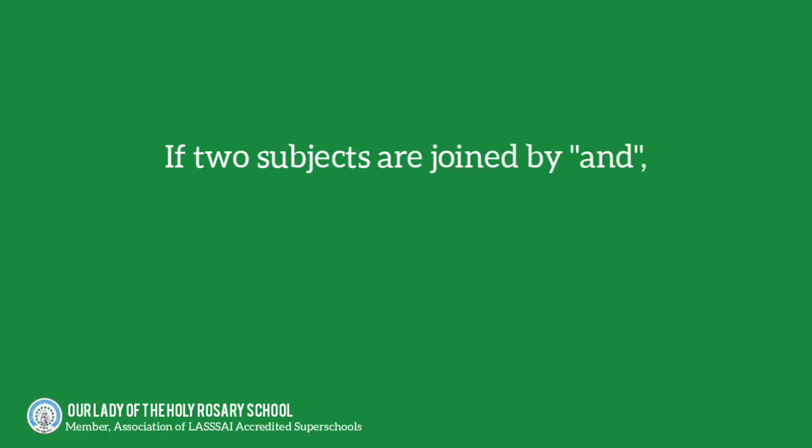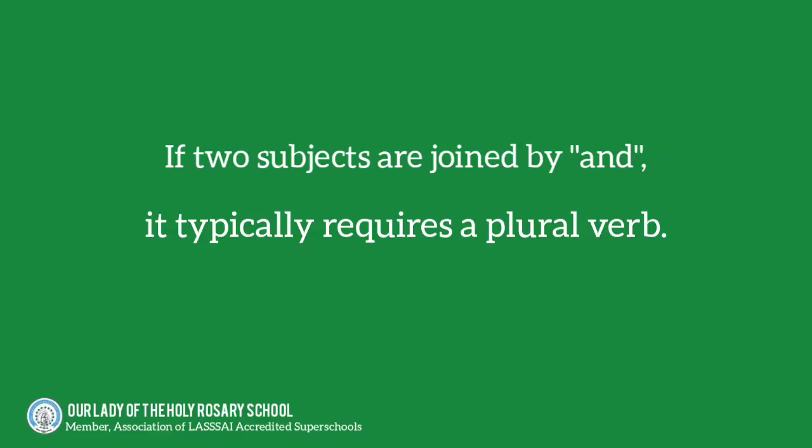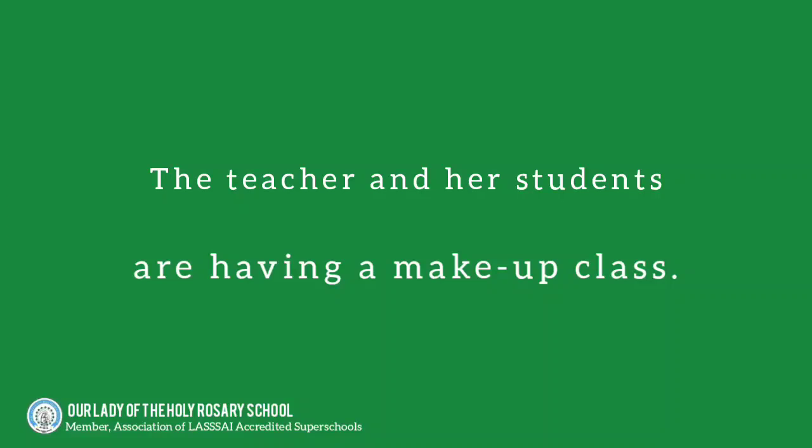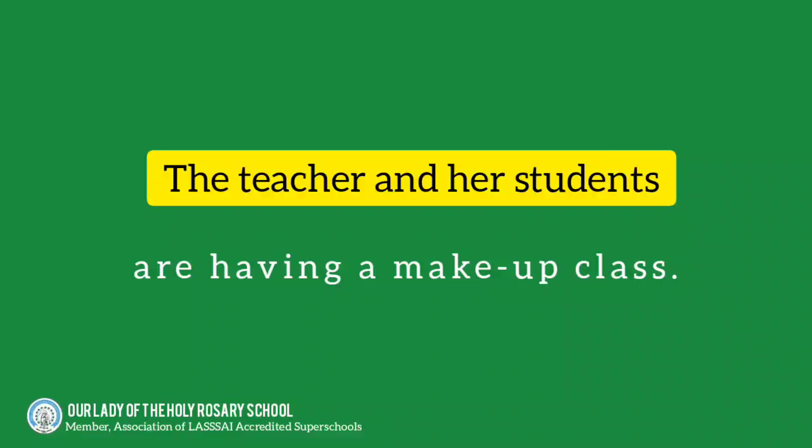Rule number 2. If two subjects are joined by the conjunction and, it typically requires a plural verb. For example, the teacher and her students are having a makeup class. The compound subject here is teacher and her students. Since teacher and students refer to different people, it is considered plural, therefore, the linking verb are, which is in the plural form, is used.